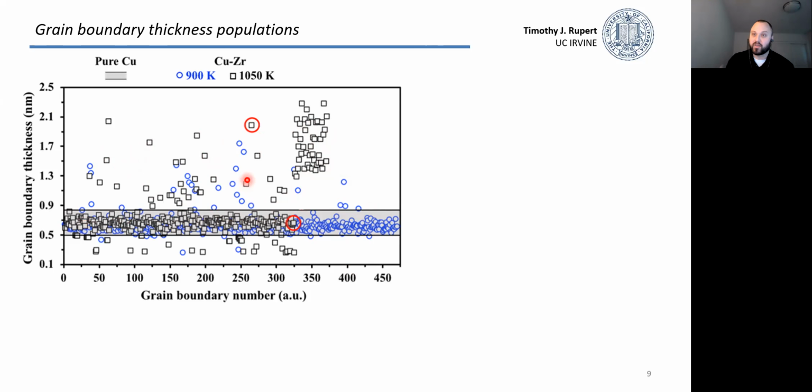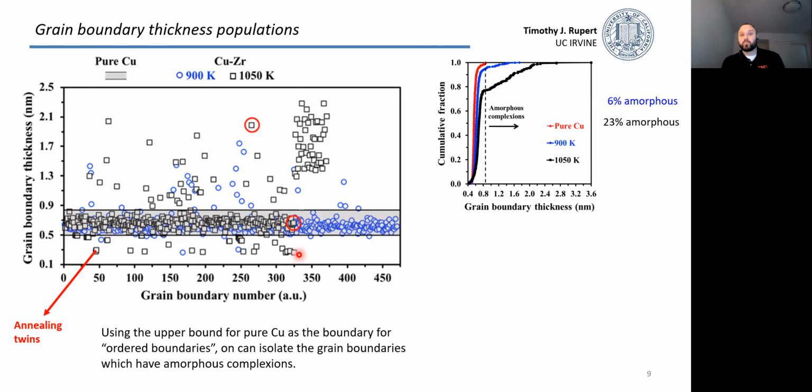Okay. Now, one other thing you notice is that some boundaries have moved below those bounds. It turns out those are just annealing twins which have formed inside of some of the grains. These are copper alloys after all. So those can be sort of disregarded. But we can look at that distribution of grain boundary thickness, and we can now see on the left at the low values, these are those ordered grain boundaries that we were missing in the experiments. And anything beyond what you see in the pure copper, we can hypothesize that these are these amorphous complexions. And you can go back and check, and it turns out that they do have an amorphous structure.